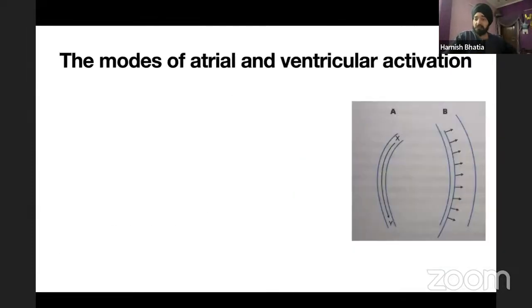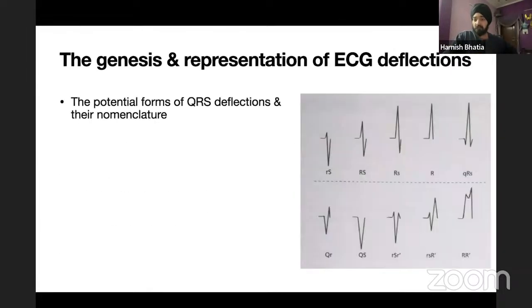Not all of these forms are physiological. Some of these forms are pathological. Like the RSR dash pattern, this is seen in RBBB. So some of them can be pathological also, right? When we see the next classes, you'll try to understand this. So some of these are physiological, some are pathological, and they can be seen in different leads, different patients, different pathologies.